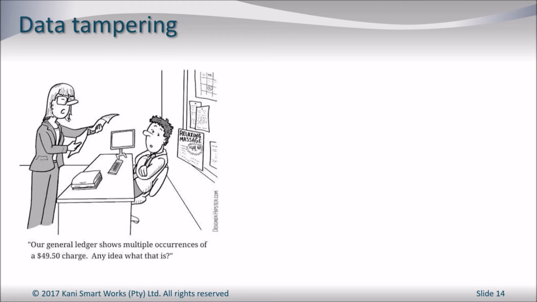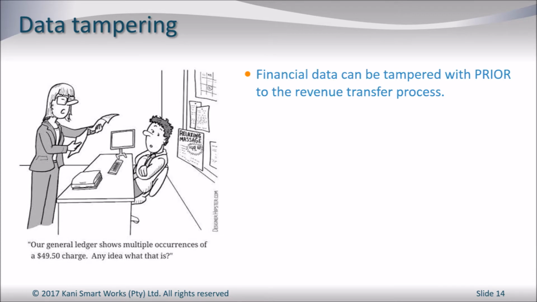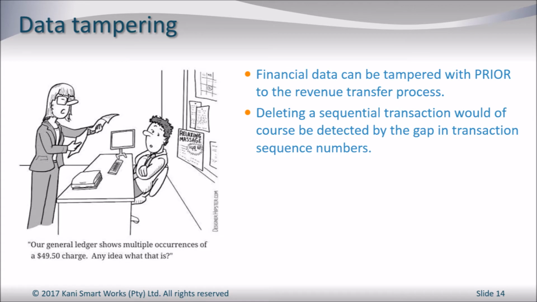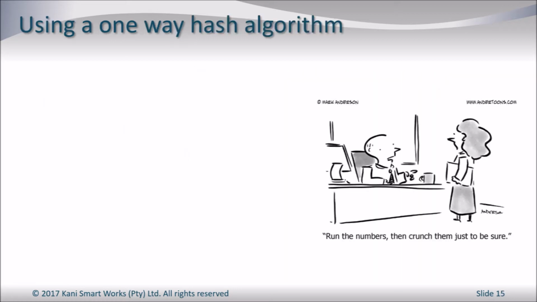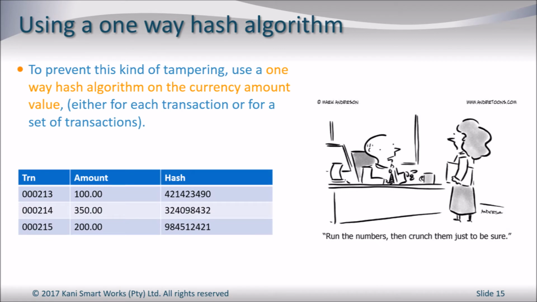We also need to consider data tampering. This can occur prior to the revenue transfer process. Deleting a sequential transaction would of course be detected by the gap in transaction sequence numbers. However, if only the transaction amounts are tampered with, the sequence number order would not detect this problem. To prevent this kind of tampering, use a one-way hash algorithm on the currency amount value and store that with the transaction or for a set of transactions.